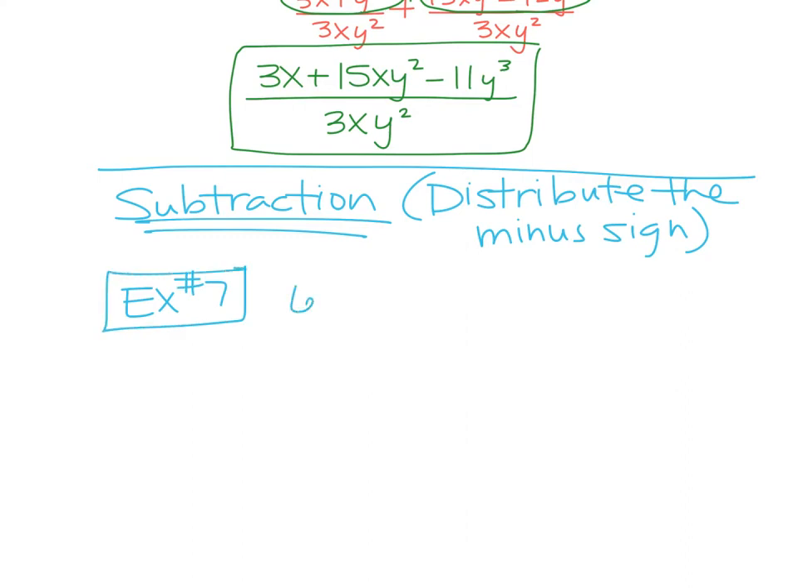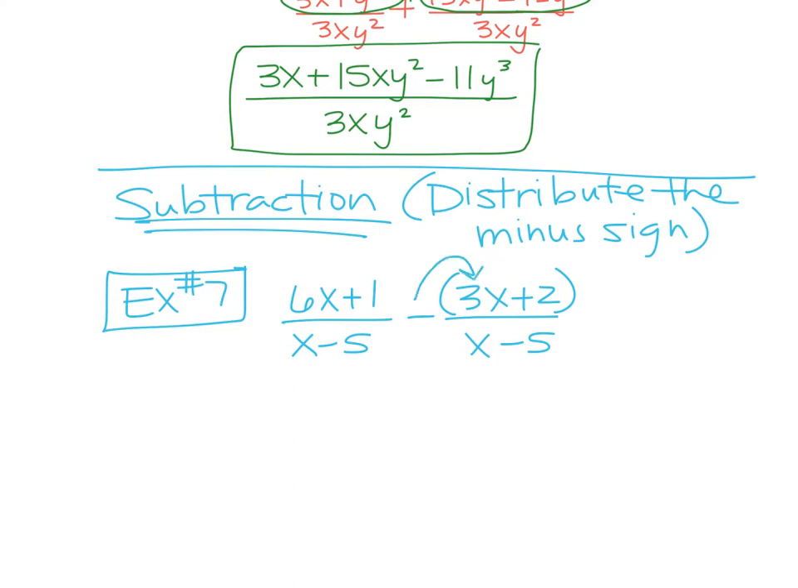You have 6x plus 1 over x minus 5 minus 3x plus 2 over x minus 5. Anything you need to factor? No. Anything you need to do to find a common denominator? No. So both of those parts are done for you already. Now it's just a matter of subtracting. So you can think of it like 6x plus 1 minus that whole thing. So that minus is going to the 3x, and that minus is going to the 2.